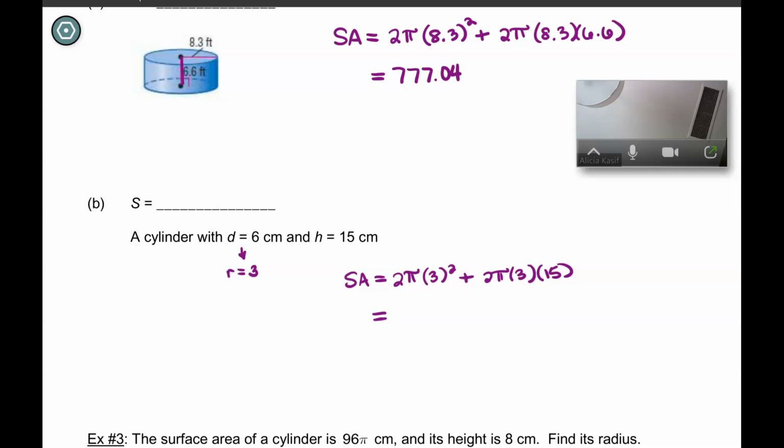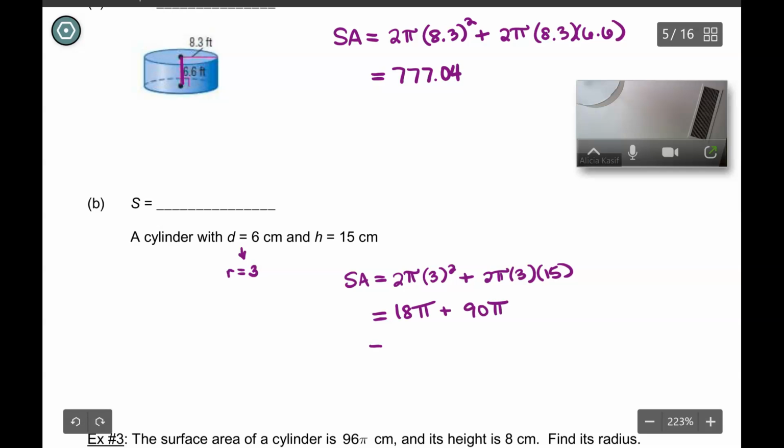So this will give us 18 pi plus 90 pi, or 108 pi. So that's if we were leaving it in exact form, we would leave 108 pi. Plugging it into our calculator, we get 339.29, and this is square centimeters.